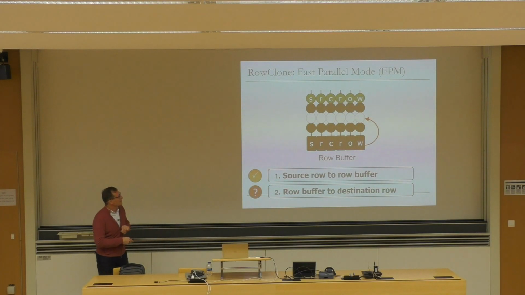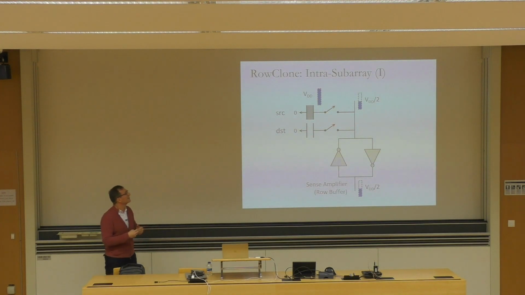Okay, so those are the two steps. Then the key question is, how do you actually do the row buffer to destination row? So let's go into a little bit more detail at the lowest level. Now I'm focusing on a single cell in a single bit line. That's how the first source row looks. That's the one cell. That's the destination row, one cell.